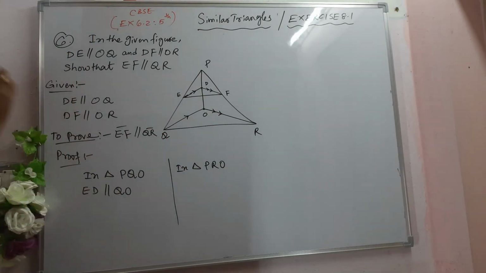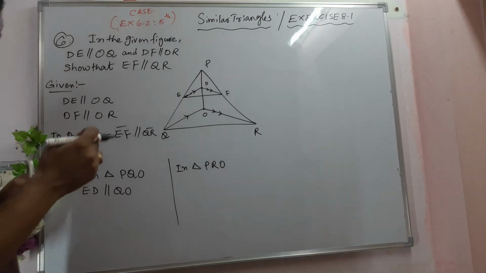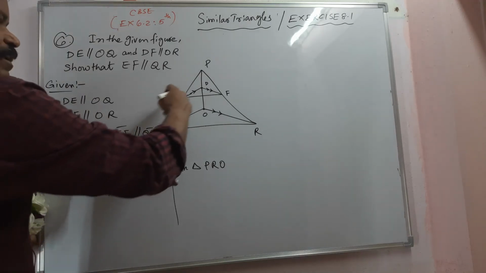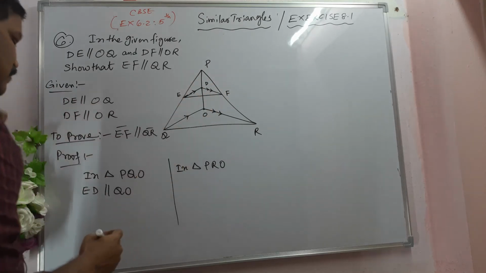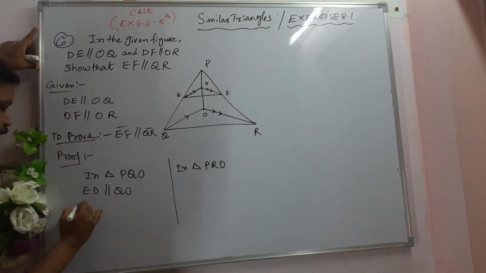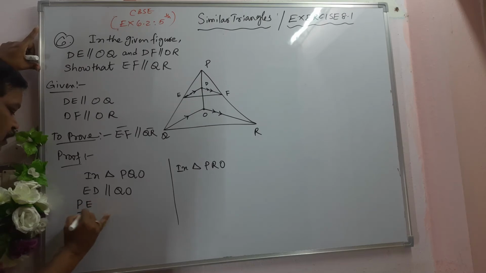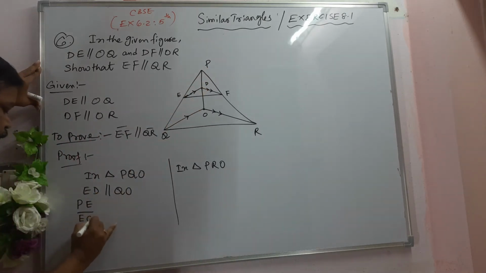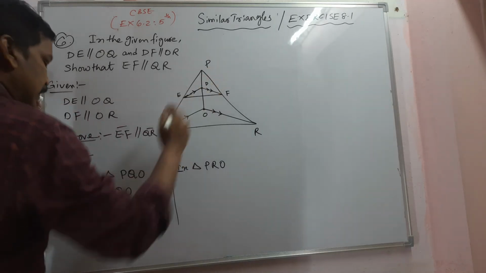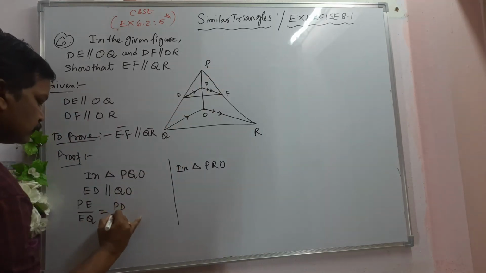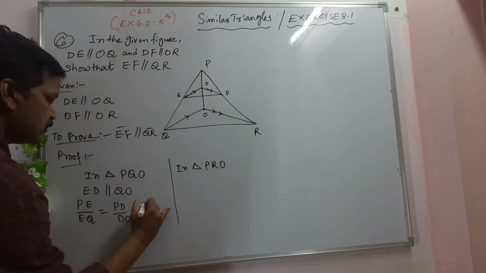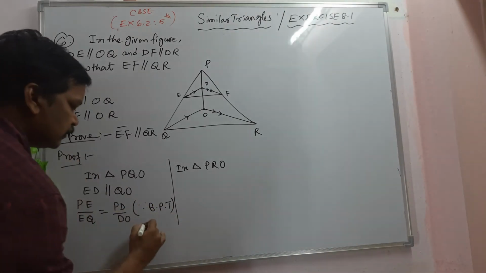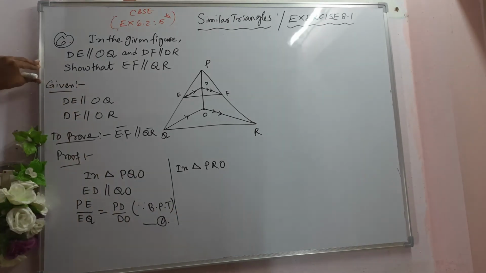Okay, then immediately one thing should come into our mind. What is that? Basic proportionality theorem. Whenever a line is parallel to one side of a triangle, it will divide the other two sides. That means PE by EQ is equal to PD by DO, since basic proportionality theorem. This is equation 1.